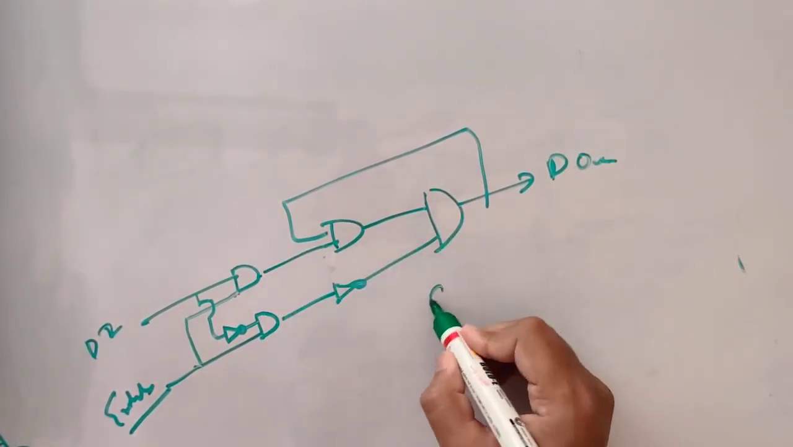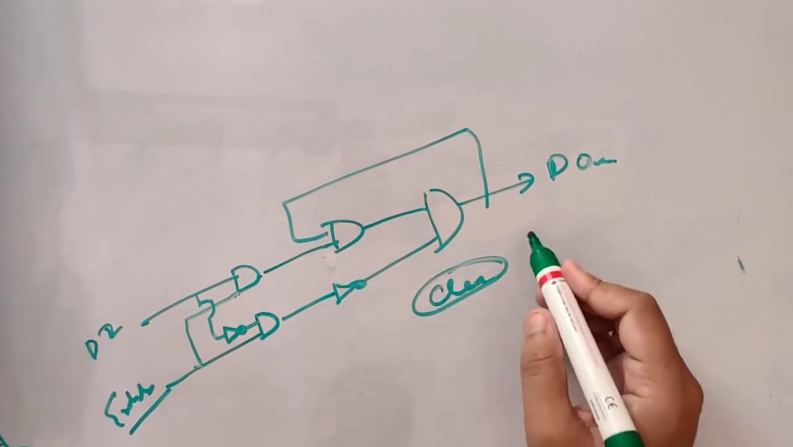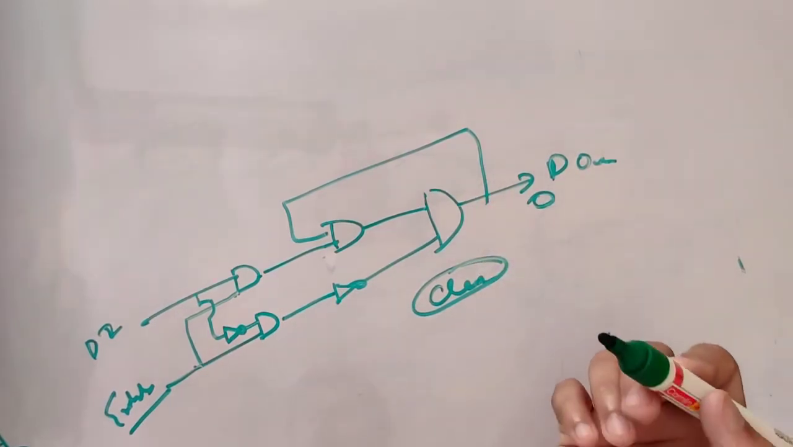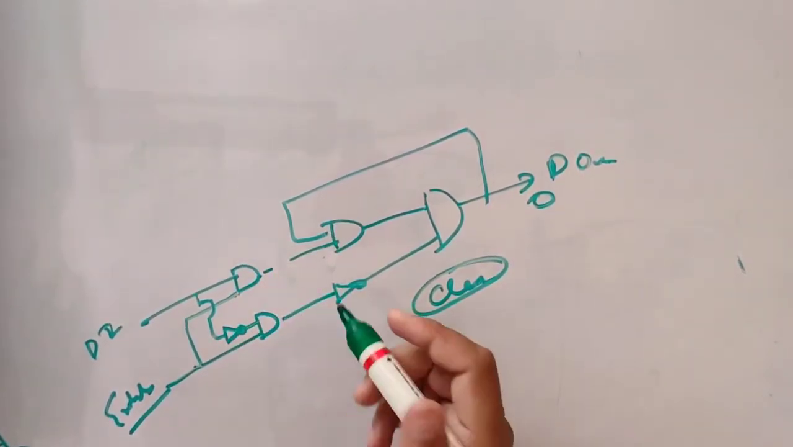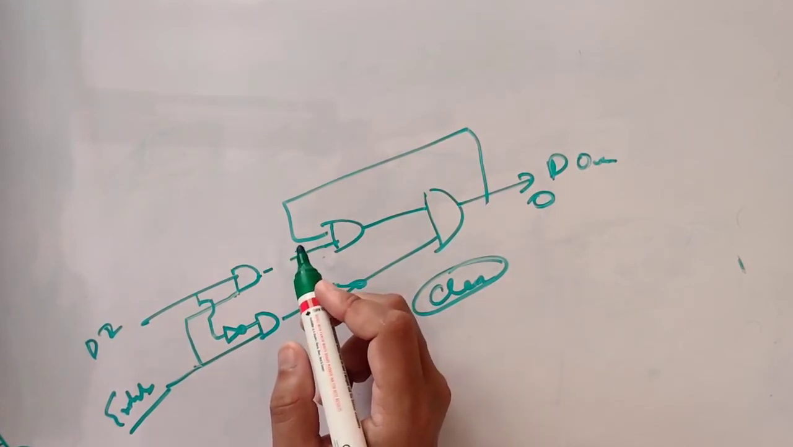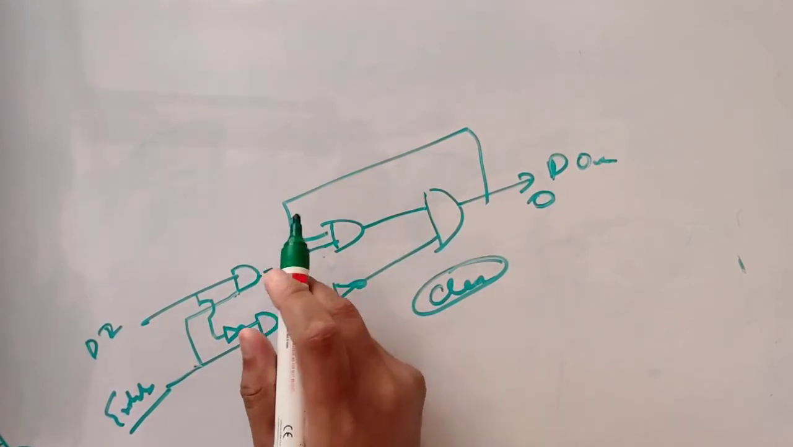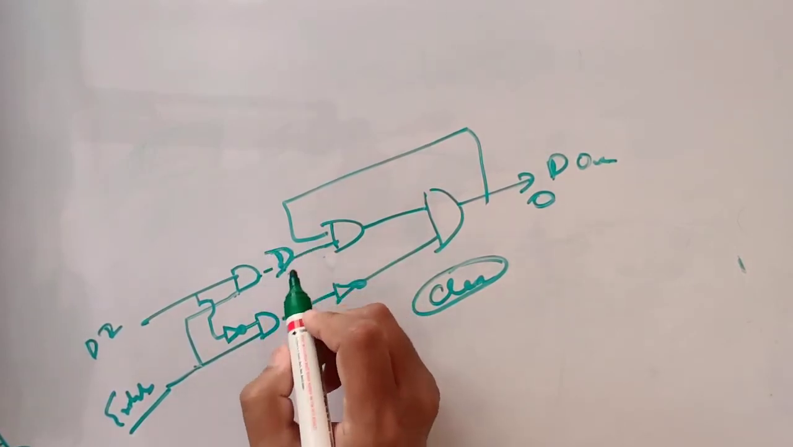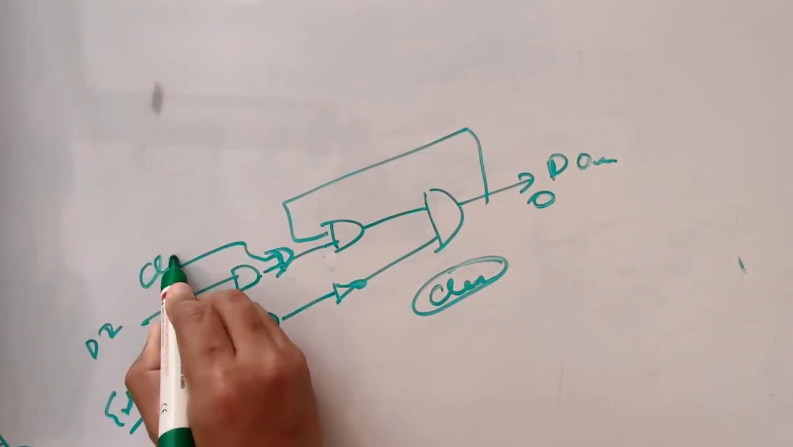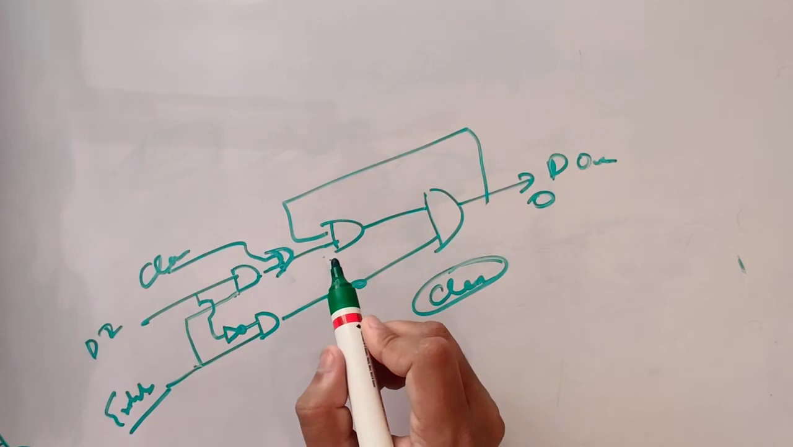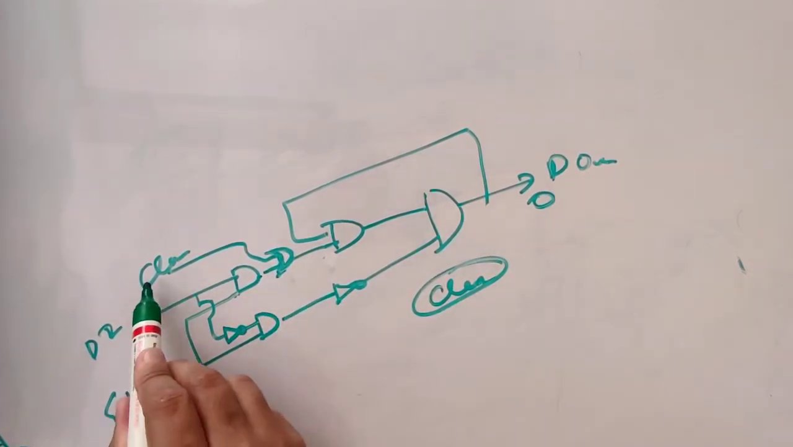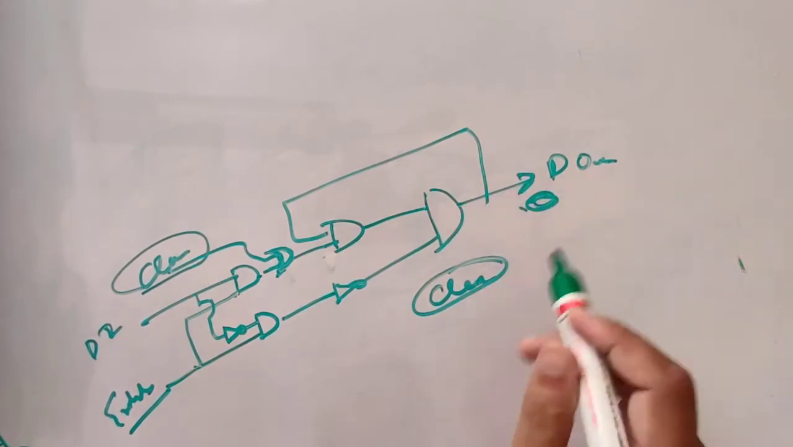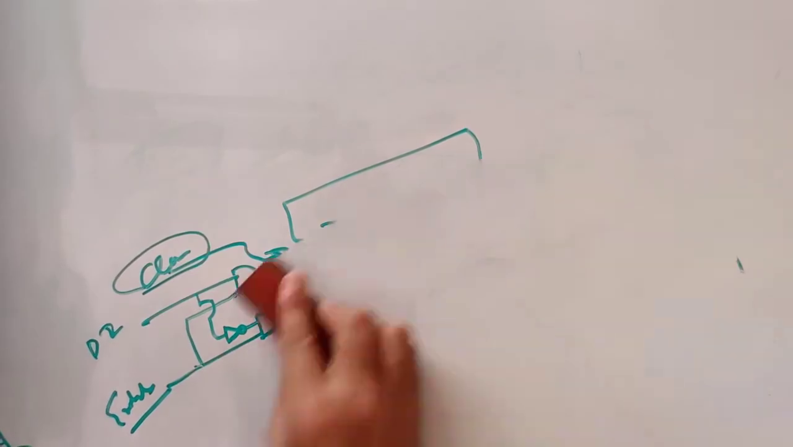But what we need is one more modification, a clear switch. Whatever the input would be, that will make it 0. Okay, we want that switch also. So for that switch, we can make certain arrangements here. What we can do is add one OR gate here. Now this is the clear switch, and by making this addition, whatever the output would be, we make it 0.